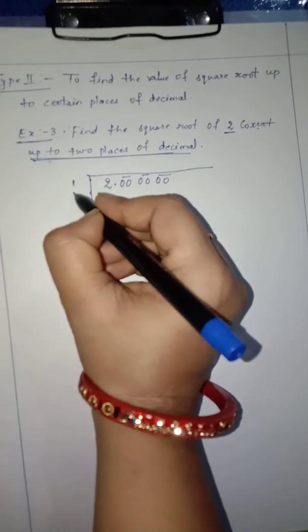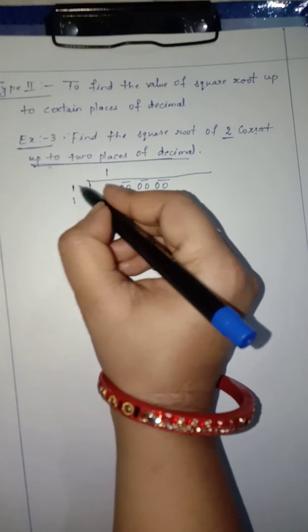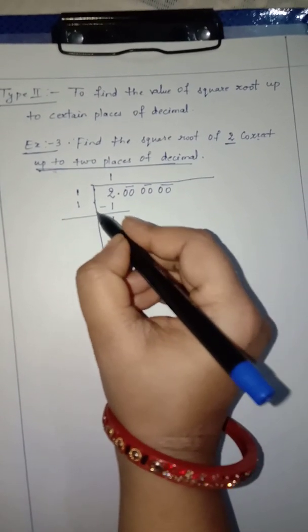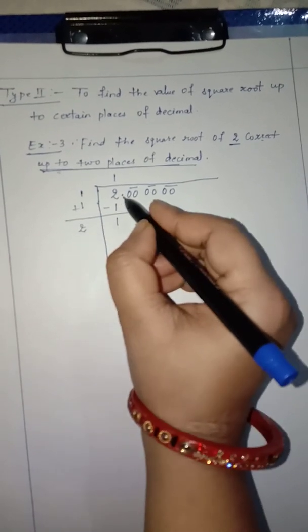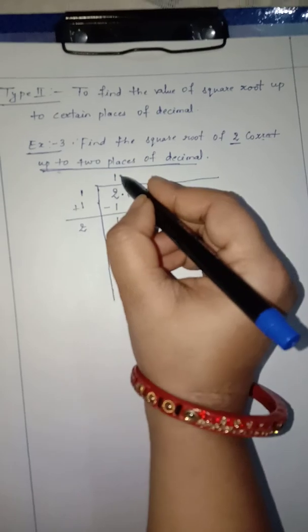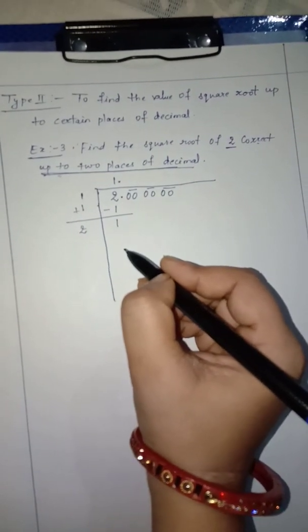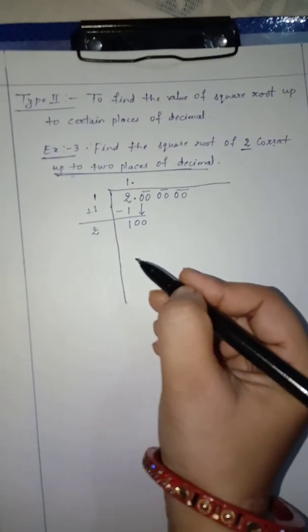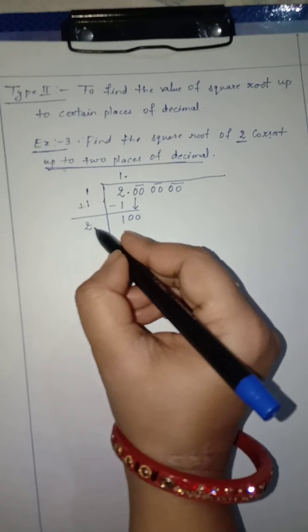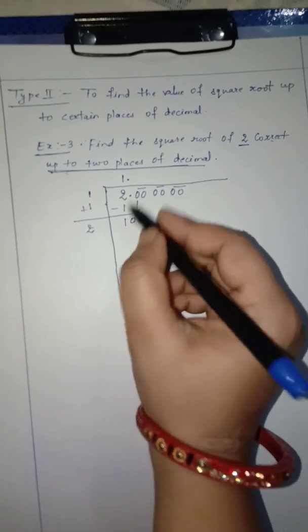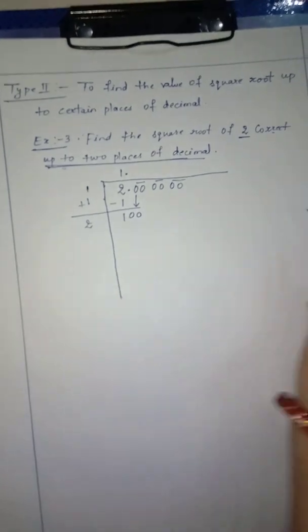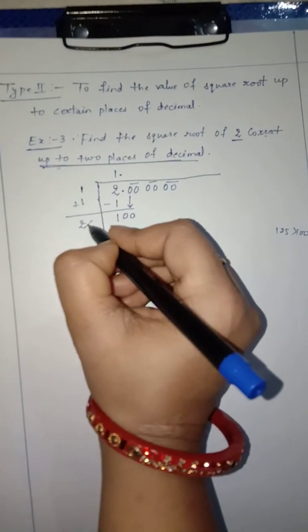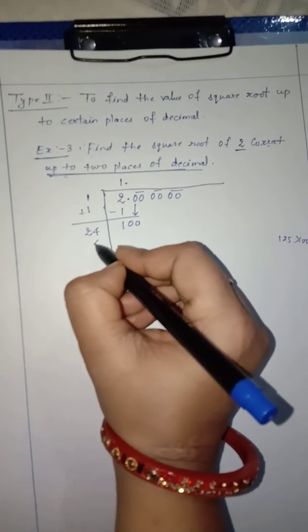So 1 1s are 1, multiply above, 1 1s are 1. Now subtract, 2 minus 1 is 1. This is 1 plus 1, 2. Here the whole number part is finished, so we will set the decimal point here. Now this pair of 0 comes down, and here 25 5s are 125. Obviously 125 is greater than 100, so here we will consider 4.